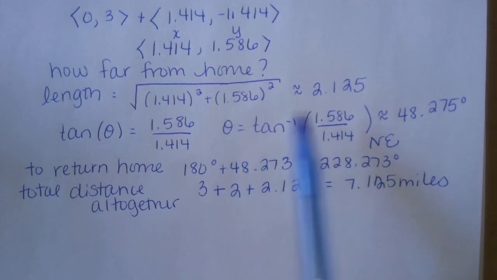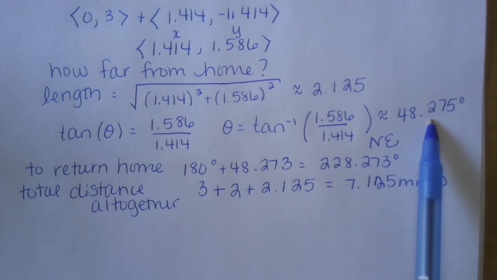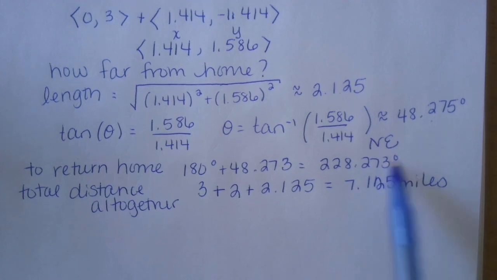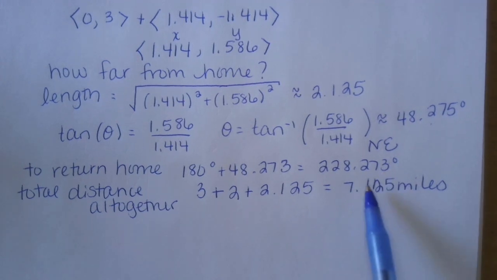So again, this is how far we are. This is the direction we were headed. We need to turn around and go the opposite direction. So we add 180. So we're facing the opposite direction. So we're going to head in 228 degrees southwest. And altogether, from our starting point to the ending point of our trip, we have done 7.125 miles.